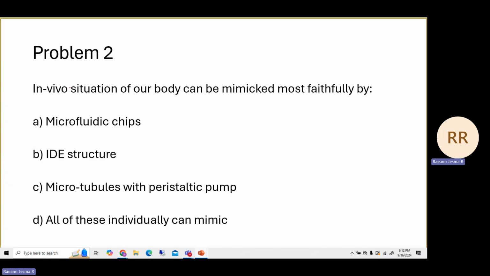So why do we need to mimic the in vivo situation? In order to have a rapid testing of drugs, and also we can screen the drugs, so we can find out which drugs can be used for better treating the disease. So we need to mimic the in vivo situation of our body, and there are various structures that are indicated here. Which one do you think can mimic the in vivo situation more faithfully?